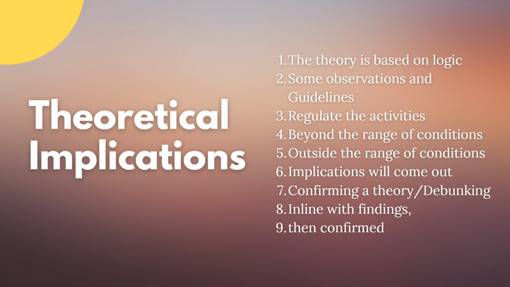So there are 9 points I have explained. The first point is theory is based on logic. Number 2, some observations and guidelines are required. Number 3, regulating the activities, the research activities. Number 4, sometimes things are beyond the range of the conditions. Number 5, outside the range of conditions. Then comes implications, and you will find confirmation of a theory or debunking. And if everything is in line with findings, then it will be confirmed, or if not, it will be falsified.